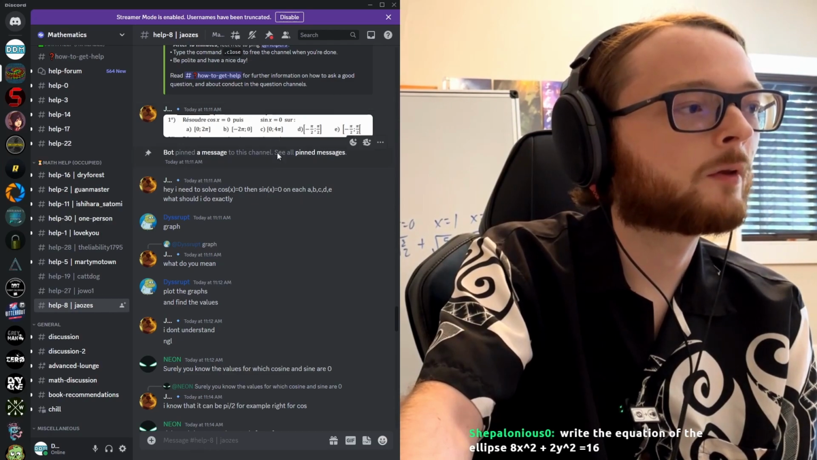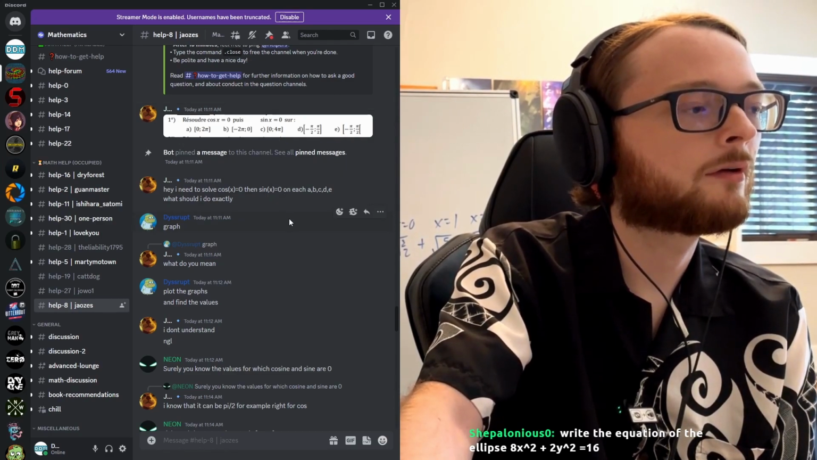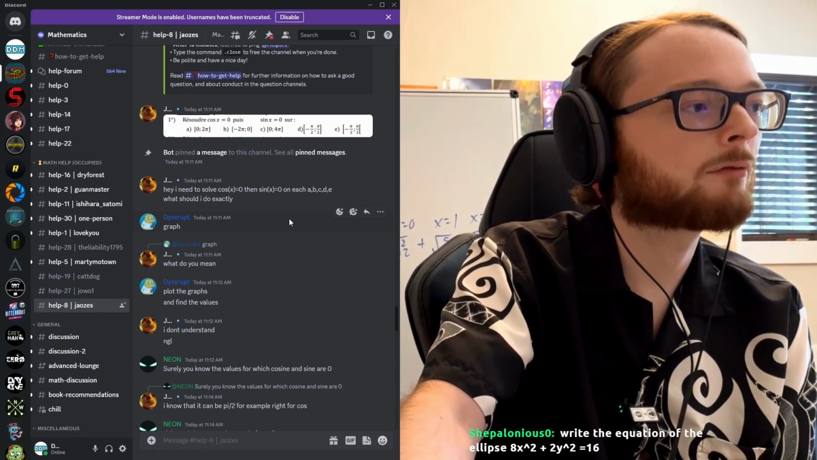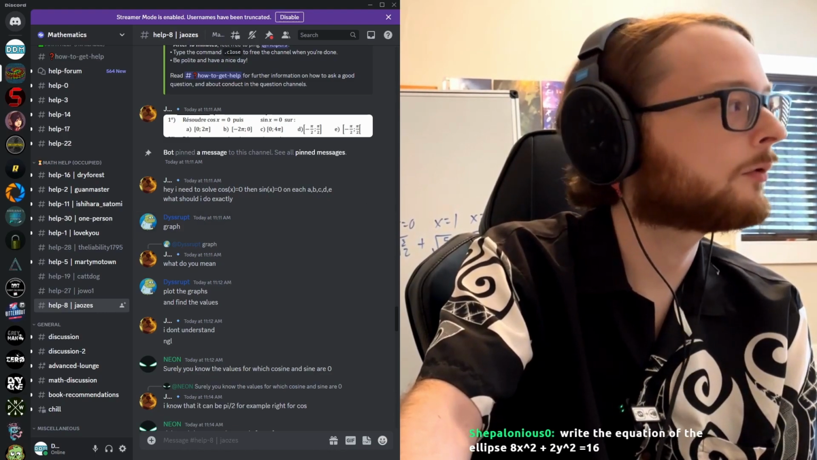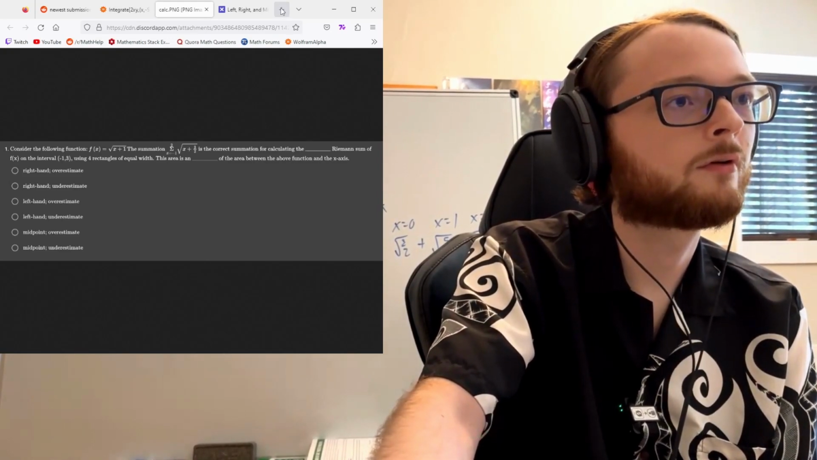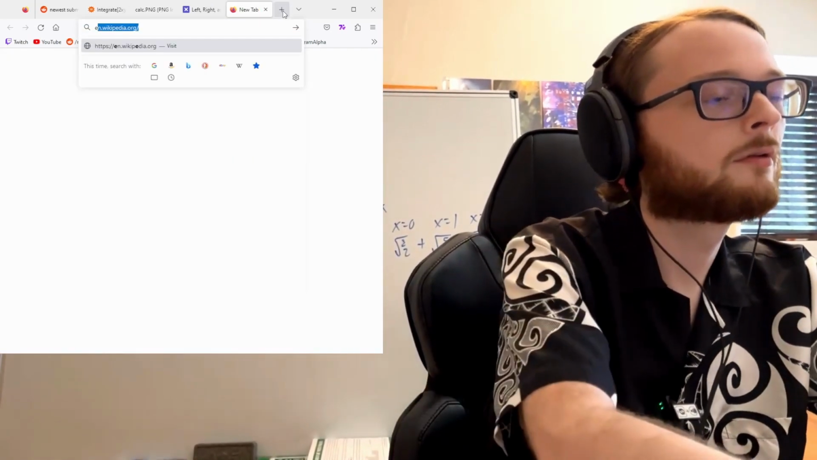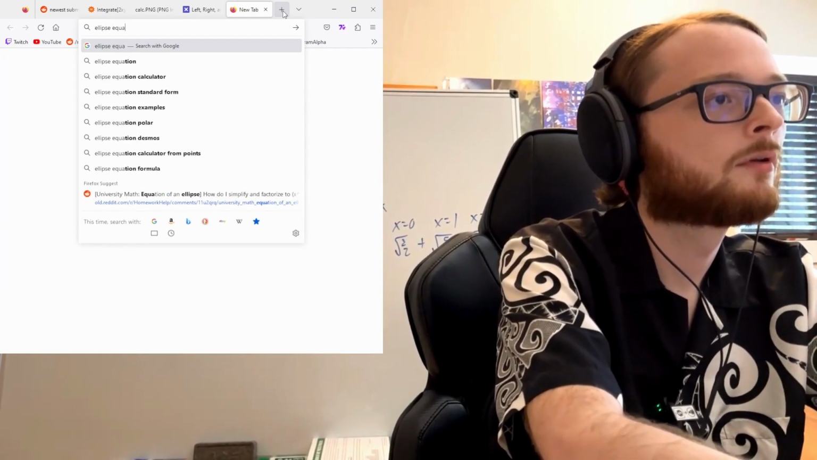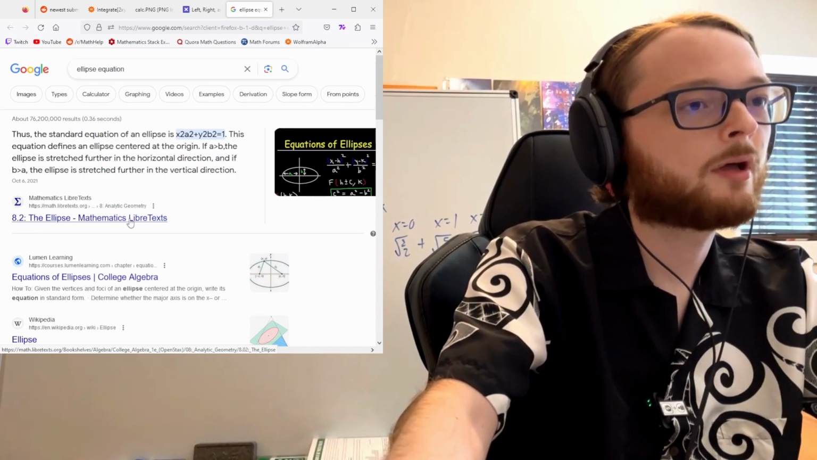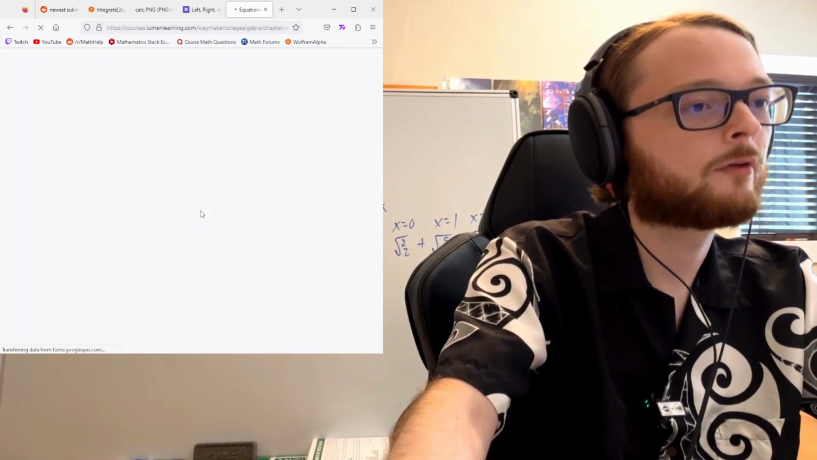Write the equation of the ellipse 8x squared plus 2y squared equals 16. Isn't that already the equation of the ellipse? I guess you could divide everything by 8. Oh yeah, I think the standard thing for an ellipse is with fractions. Or maybe not. Maybe the coefficients in front are fine. Let's see.